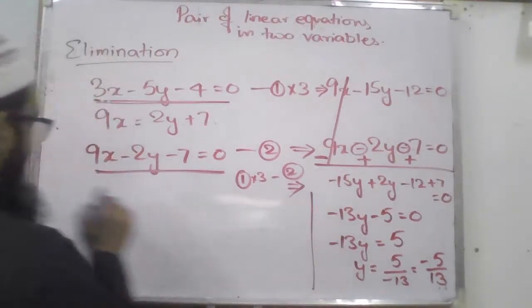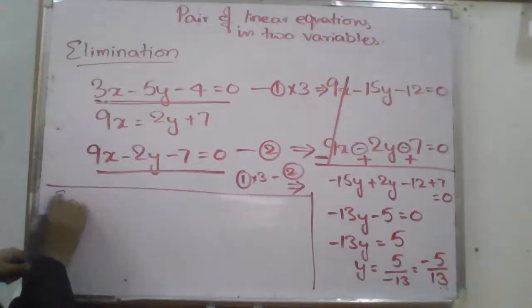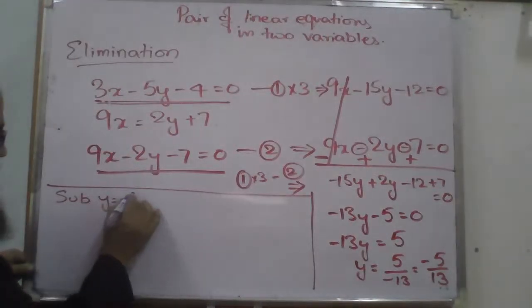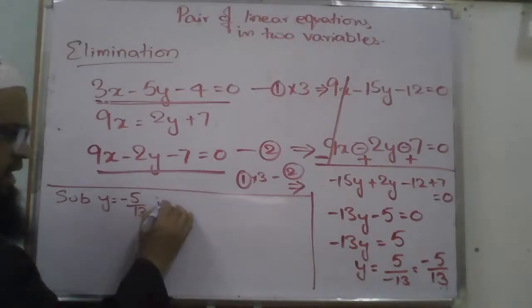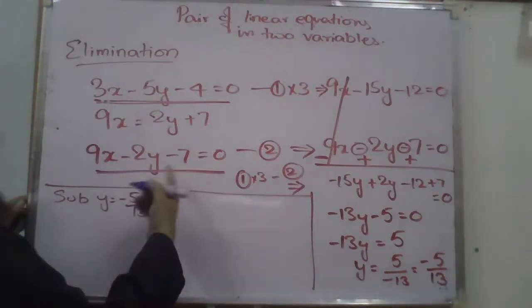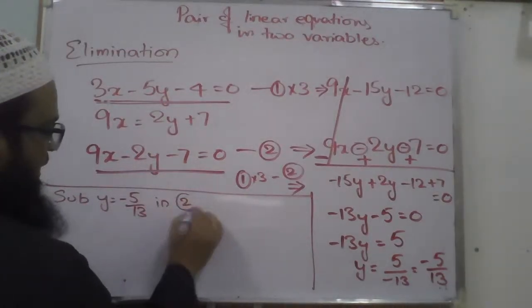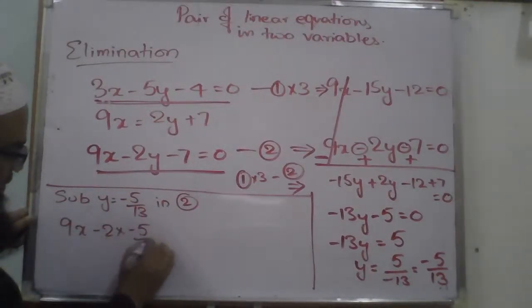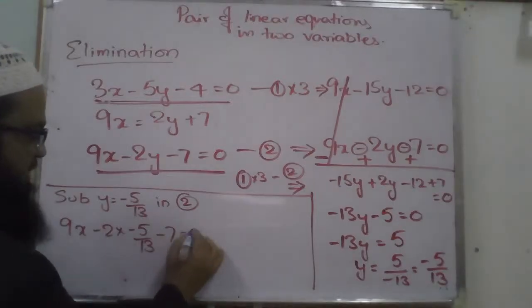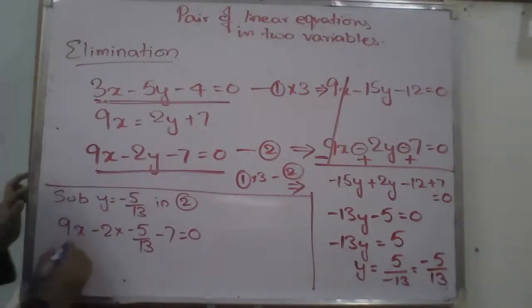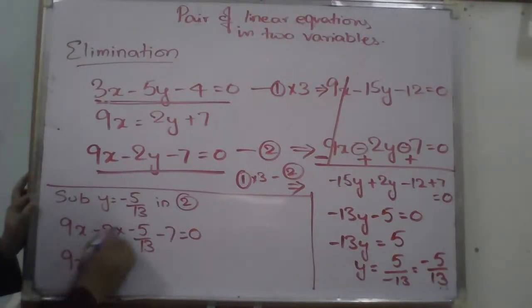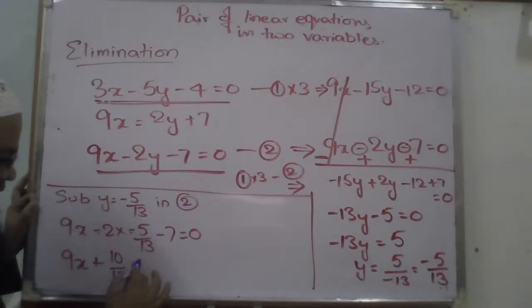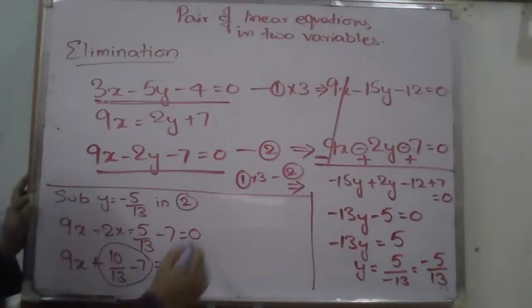Now what do you do? Substitute y is equal to minus 5 by 13 in any one of the equations. Okay, you can go with the second equation. So 9x minus 2 into minus 5 by 13 minus 7 is equal to 0. Now what happens? So 9x minus of minus becomes plus, 2 fives are 10. 10 by 13 minus 7 is equal to 0.